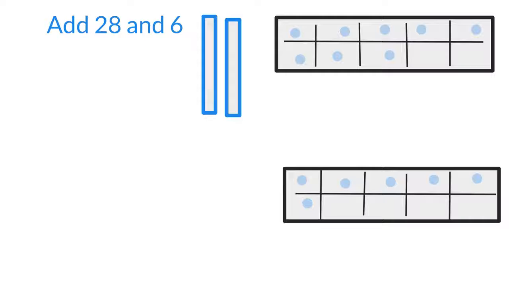So right now what we have is our tens frames. We model 28 with two tens and our 8 ones in the tens frame, so that's our 28. And the bottom here is just modeling 6. Notice that there's no tens over here.